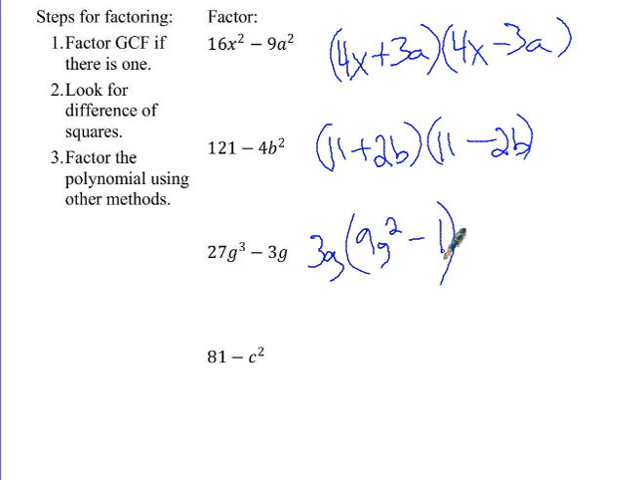We still have the GCF out front, 3G, but then this thing turns into my 2 groups of parentheses with a plus and a minus. 3G plus 1, 3G minus 1. That's correct. Stop. So now this is the answer.